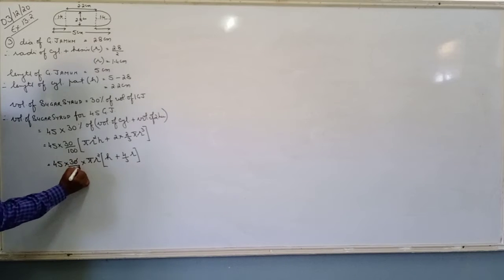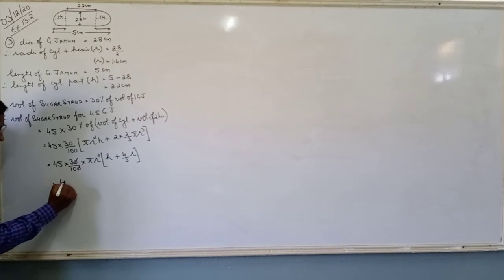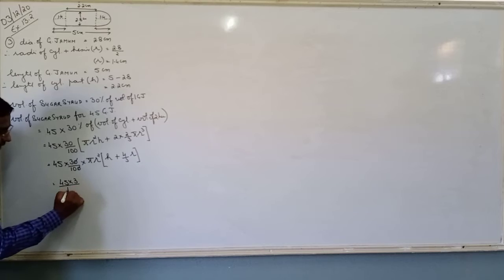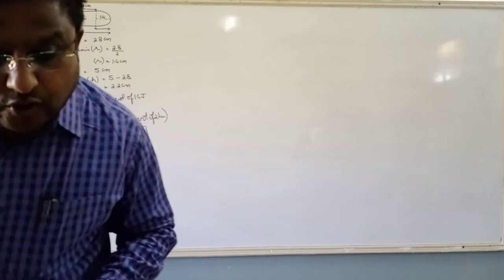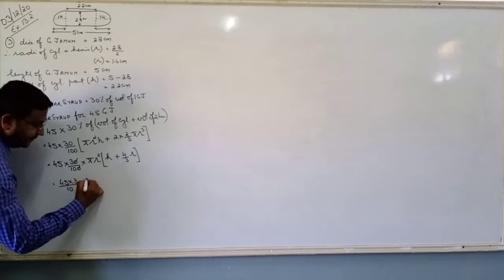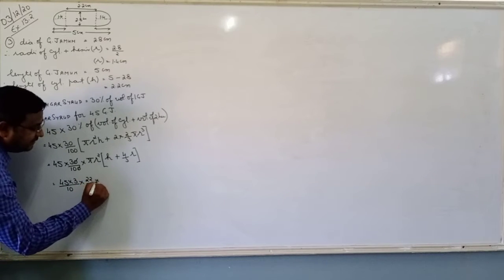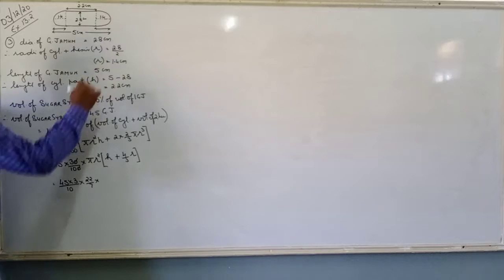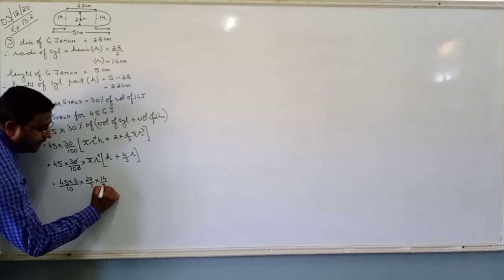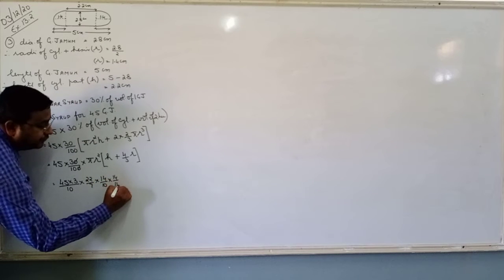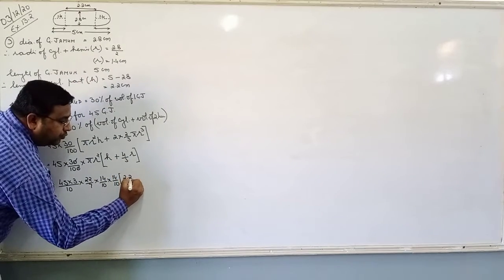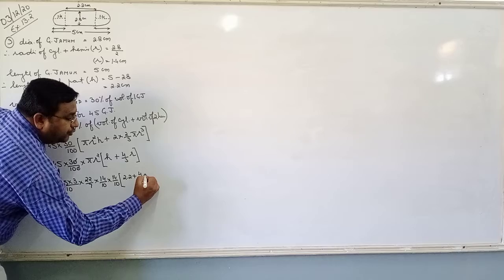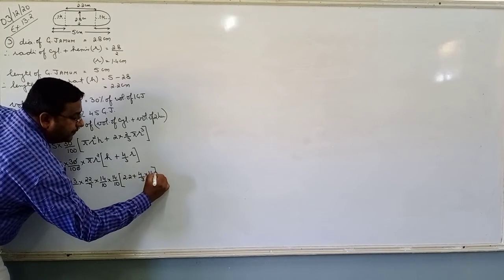Simplify. 0 and 0 cancel. 45 into 3 by 10 into pi. Does he want us to use pi as something? No. Use 22 by 7. 22 by 7 into r square. How much is r? 1.4. So 14 upon 10 into 14 upon 10. I remove the decimal. Into the height of the cylindrical part, 2.2 plus 4 by 3 into r, 1.4.